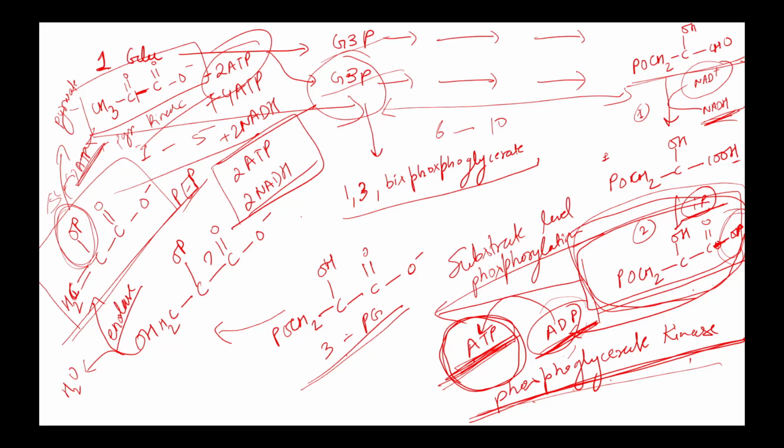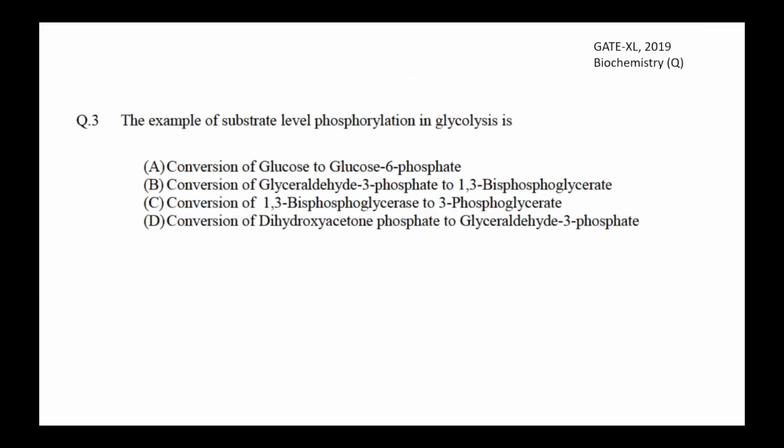At the end we get pyruvate, and this pyruvate further goes inside the mitochondrial matrix, where first it undergoes oxidative decarboxylation, then the TCA cycle, and then it goes to the oxidative phosphorylation step to produce ATP. Now we'll see our first question which appeared in the GATE 2019 exam. It's question number 3. It says the example of substrate level phosphorylation in glycolysis is. Four options are given. I'll read and you tell me whether it is correct or not.